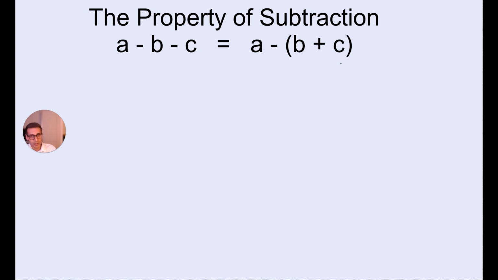We also looked at the property of subtraction. So we know that A minus B minus C is the same as A minus B plus C added together, and there are some really nice examples on that video if you need to recap it for yourself.